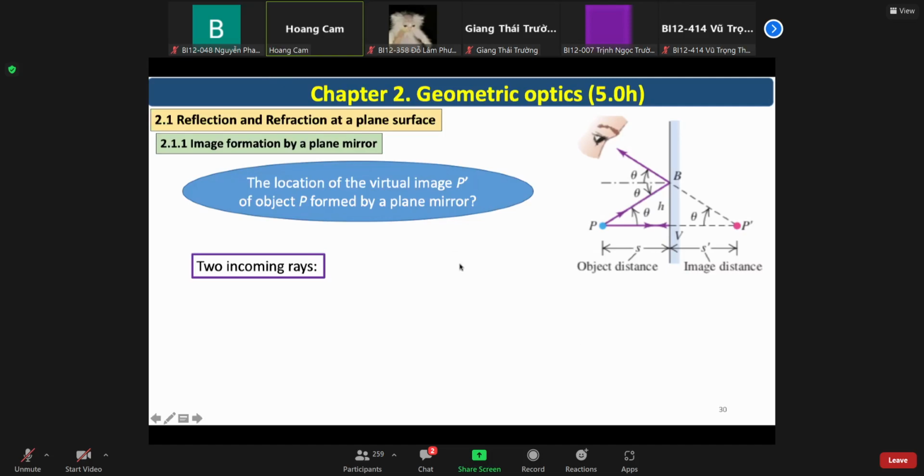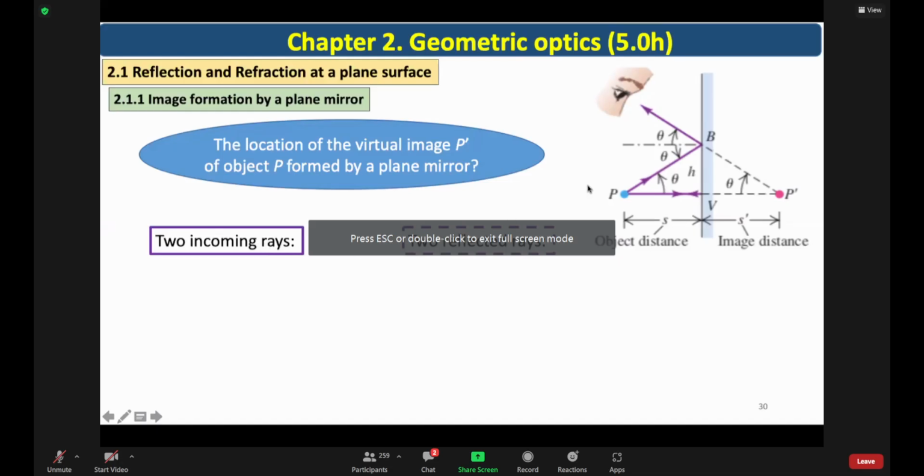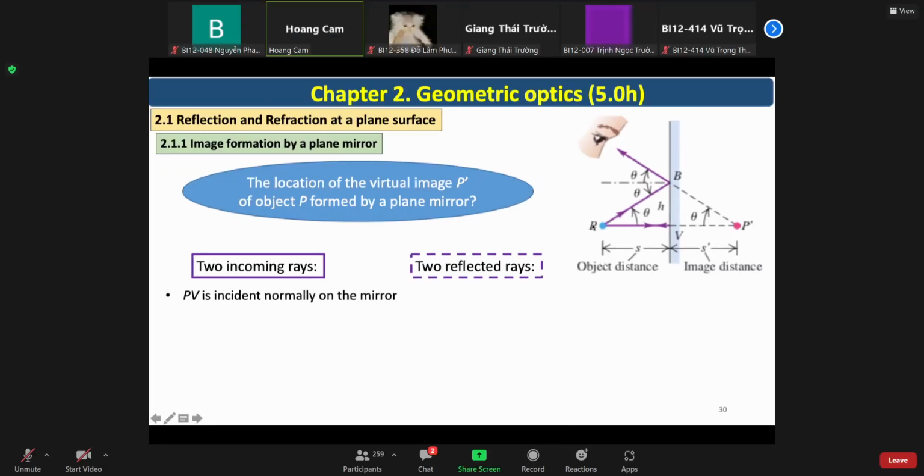We can continue. So here we have the two incoming rays and two reflected rays here. PV is incident normally on the mirror. So we see how they use the term here. Because here you see the normal is also in the same direction with the PV, right? So we got the incident normally, that means perpendicular to that. So the reflected ray returns along its original path.